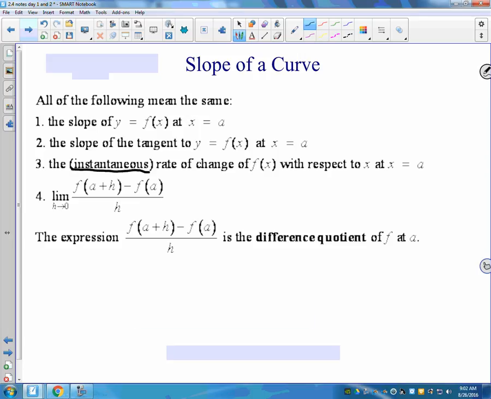If you see the words instantaneous rate of change, and Monday we'll talk about instantaneous speed or velocity, again, instantaneous means at exactly one point, not average. You're going to do the same thing. And sometimes the question just says do this, which means find the slope of the curve. This is what you have to memorize. It's the difference quotient of f at a, that slope of the tangent.